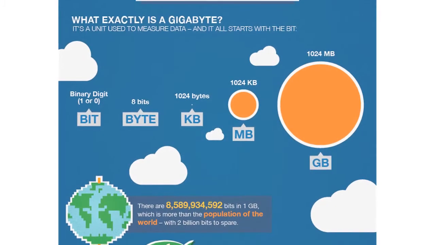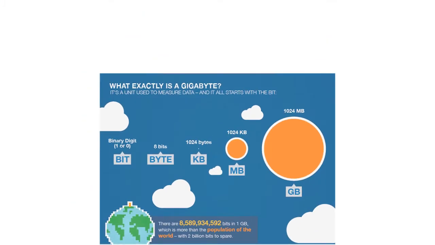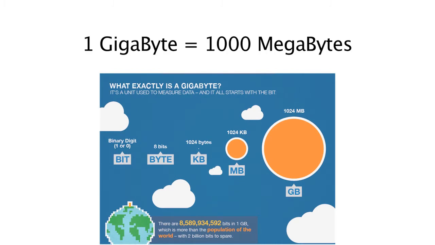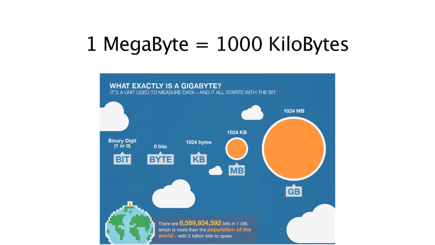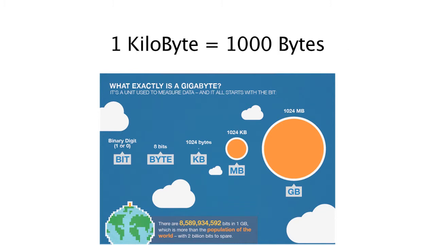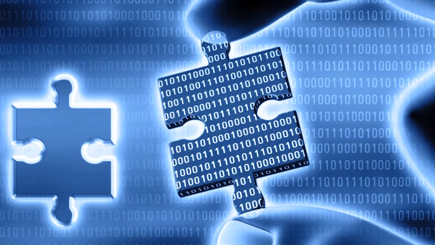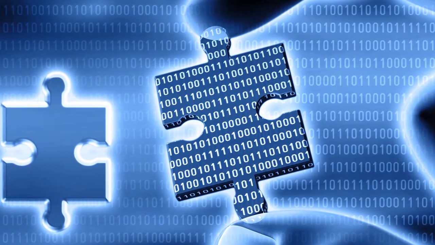But what is a gigabyte? 1 gigabyte equals 1,000 megabytes. 1 megabyte equals 1,000 kilobytes. 1 kilobyte equals 1,000 bytes, with 1 byte being the smallest package of binary data which is processed by a computer.